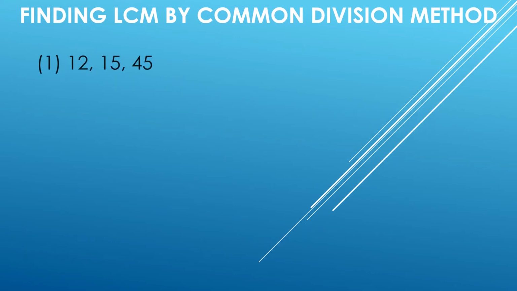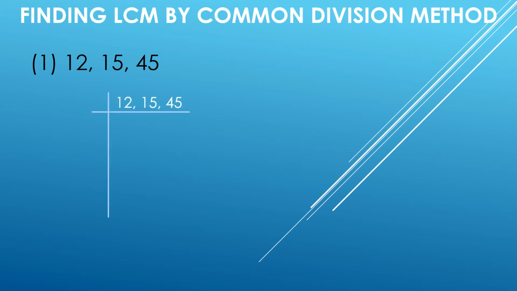Let's start question number 1. Find the LCM of 12, 15 and 45 by common division method. Write 12, 15 and 45 in a line separated by commas.